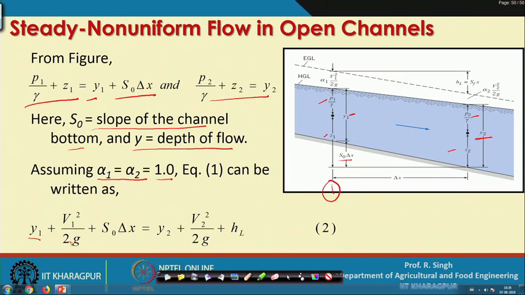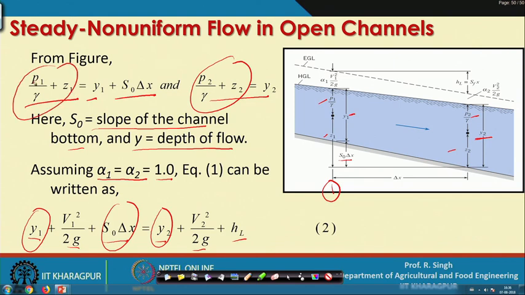So, y1 plus v1 square by 2g plus S0 delta x is equal to y2 plus v2 square by 2g plus HL. Basically, this has come in place of this and this has come in place of this from equation number 1.